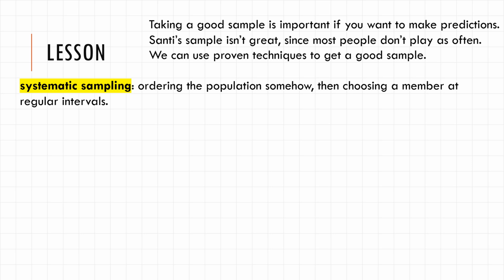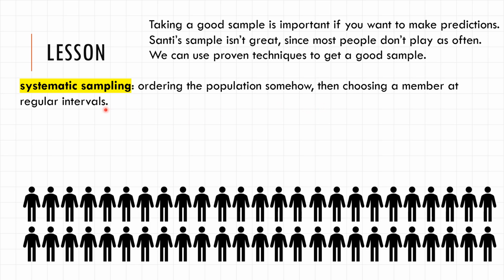systematic sampling. In systematic sampling, we order the population somehow, and then we choose members at regular intervals. So if we had 50 people, we might choose every 10th person. That's the 10th, the 20th, the 30th, the 40th, and the 50th. And this makes sure that we are choosing a member of the population from all over the population, not just the ones that are closest to us. Systematic makes sure that our samples are nice and spread out.